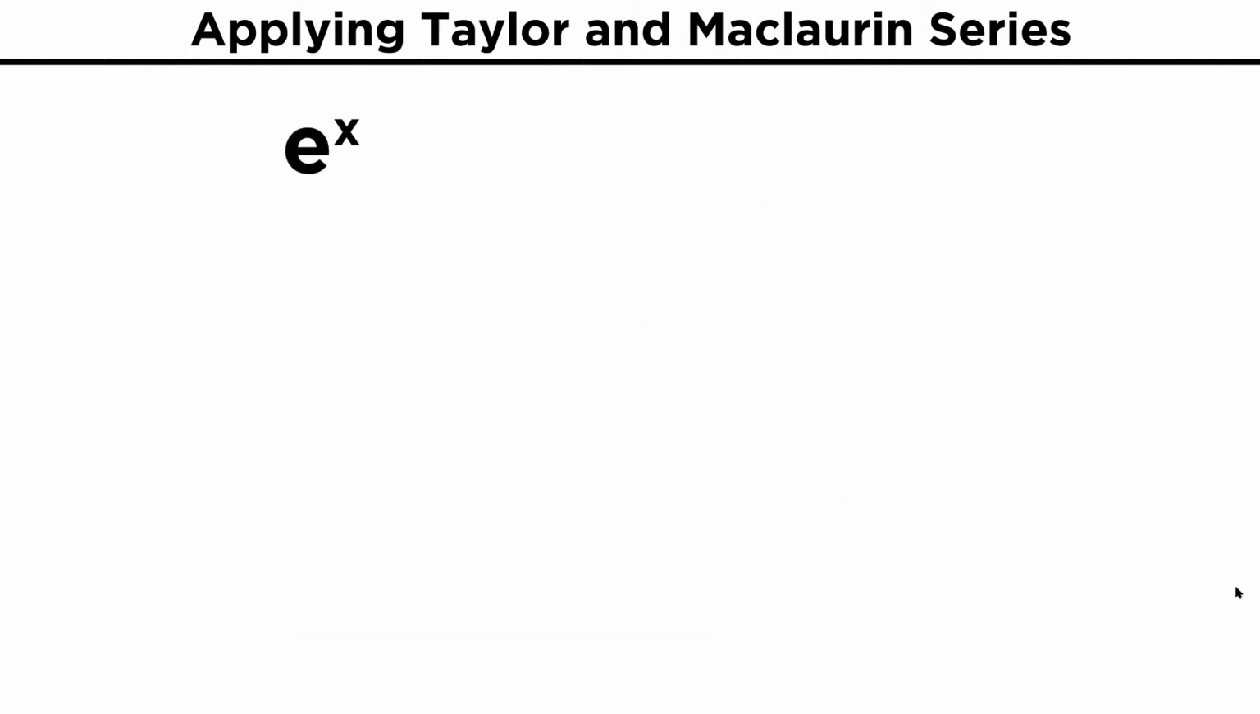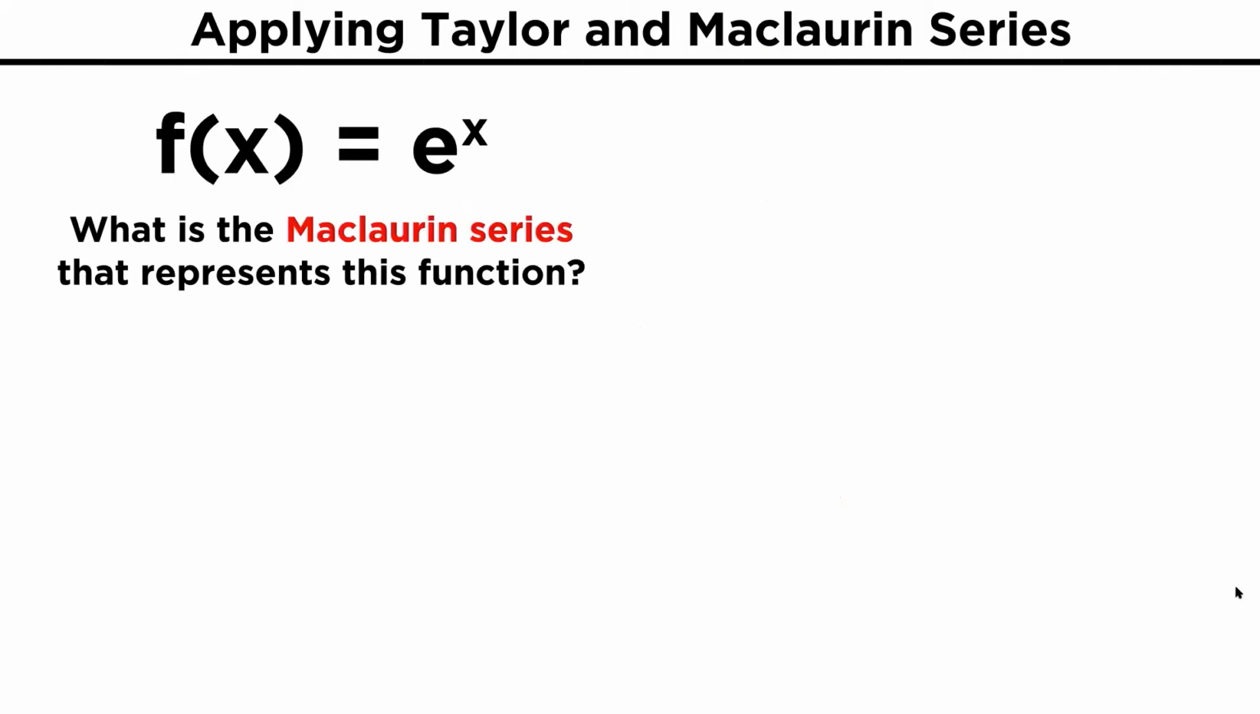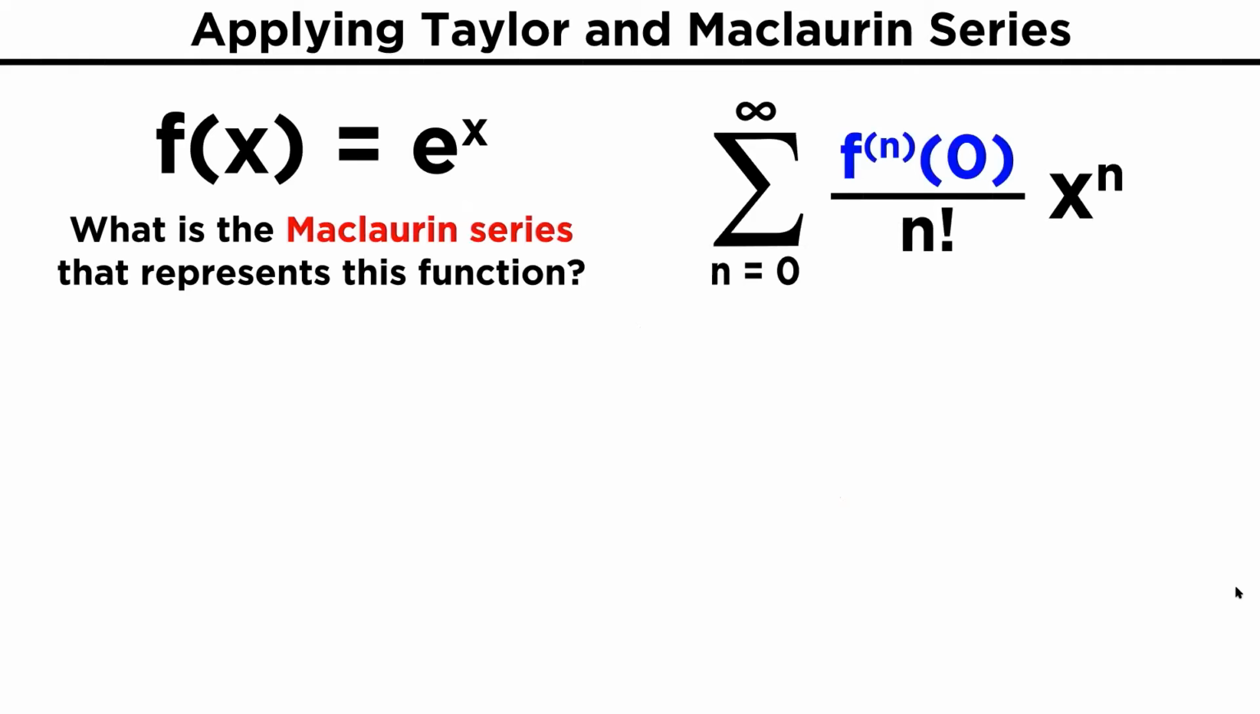Take, for example, e to the x. Let's find the Maclaurin series that represents the function f of x equals e to the x. That will be the nth derivative of e to the x evaluated at 0 over n factorial times x to the n. Well, what do we know about e to the x?